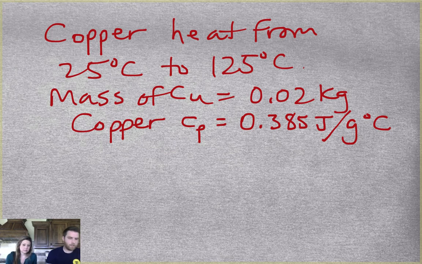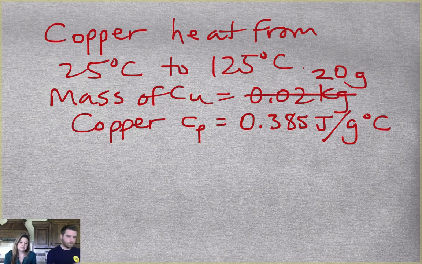Okay, so we're heating it from 25 to 125. That's our delta T. We got the mass is 0.02 kilograms, and the specific heat of the copper is 0.385 joules per gram degree Celsius. I already noticed a problem. The specific heat has grams in it, but the mass of the copper is in kilograms. We need to change those kilograms to grams, right? So we need to convert it, multiply by 1,000. So I'm going to multiply this by 1,000, and that gives me 20 grams.